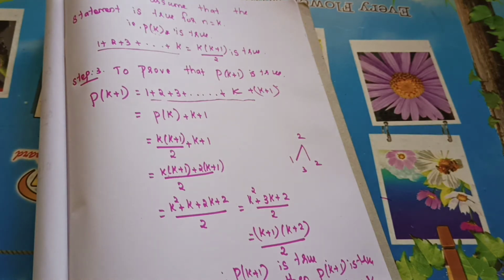If we are assuming P of k is true and we are getting P of k plus 1 is true, we will conclude the answer: if P of k is true, then P of k plus 1 is also true. Therefore P of n is true for all n belongs to N. Got it? Okay, I hope you got a good idea. Let's move to the next question.